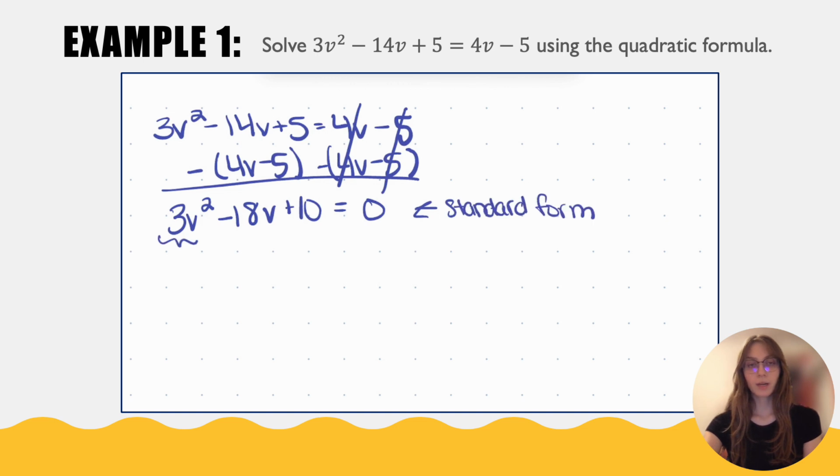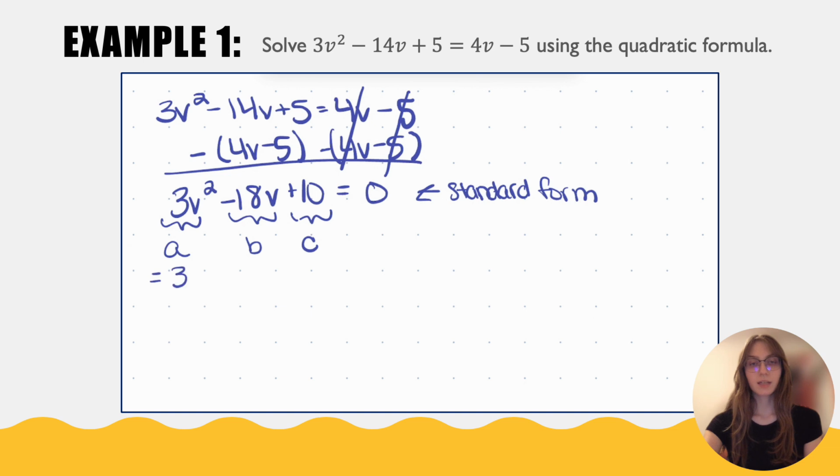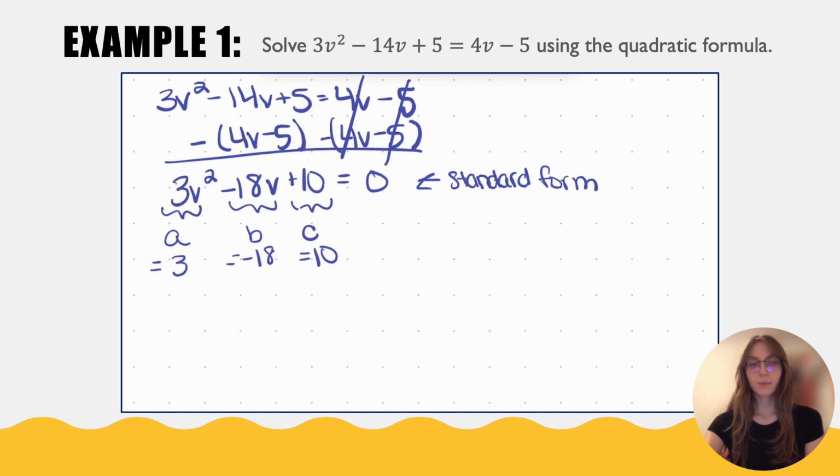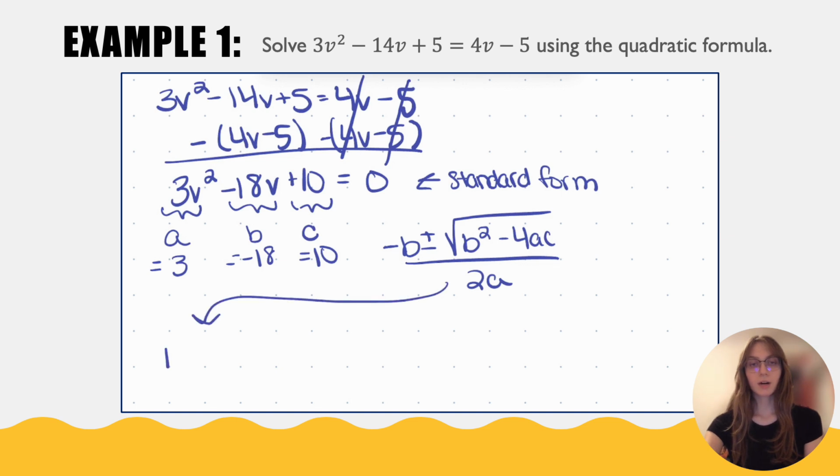In standard form, we can identify our a, b, and c values. And in this equation, a is equal to 3, b is equal to negative 18, and c is equal to 10. Remember that the quadratic equation is negative b plus or minus the square root of b squared minus 4ac over 2a. So we can go ahead and plug our a, b, and c into this equation. This will get us 18 plus or minus the square root of negative 18 squared minus 4 times 3 times 10, all over 2 times 3.